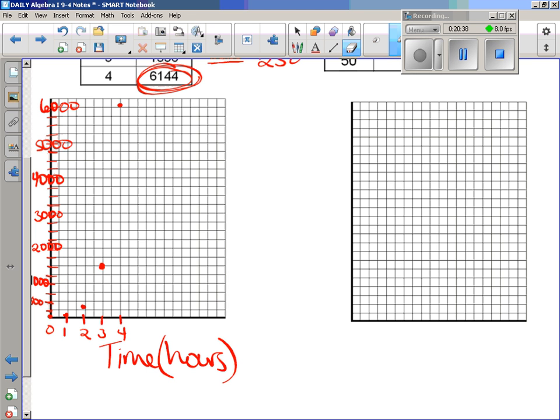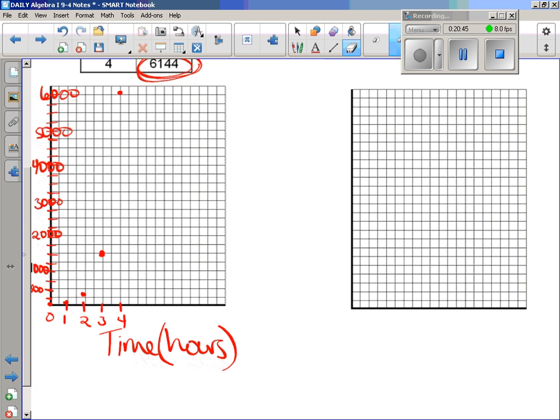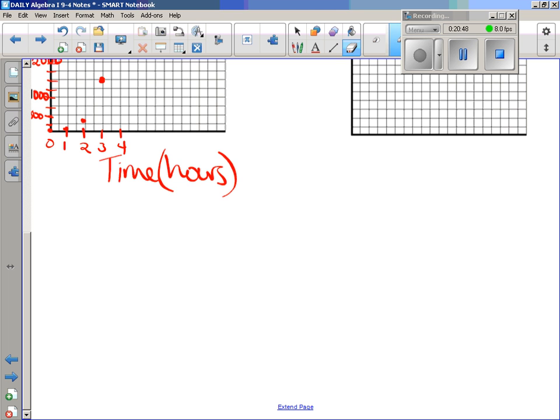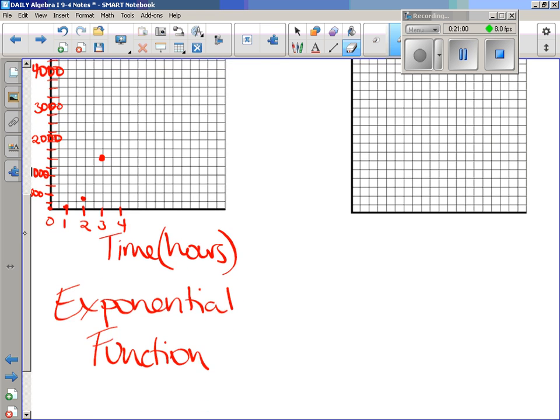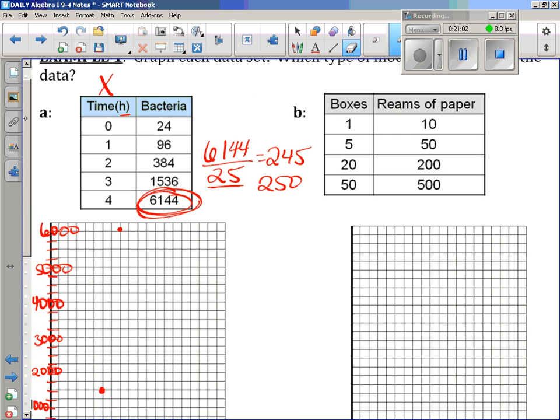Now I'm not going to connect these dots. I'm just looking at the shape of the dots. This increases quite dramatically, so I have strong evidence that this is an exponential function. Okay? So all we did here is plot points, look at the shape, and it looks exponential. Let's take a look at this next one.